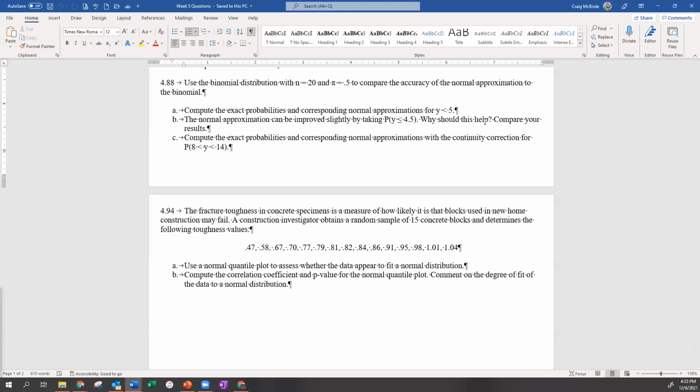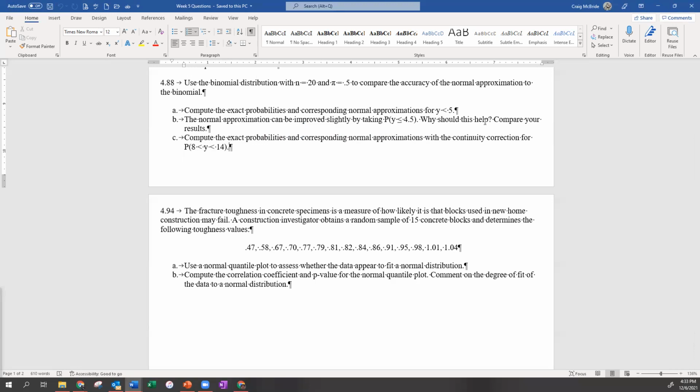All right, anything else? So I'm assuming this pi is p in 4.88, right? Yes. P is, yeah, sometimes they use one, sometimes they use another one.